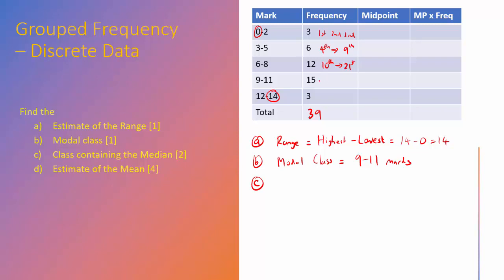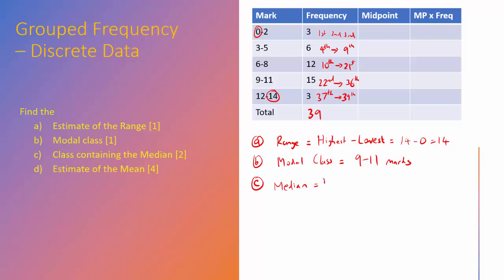After 21st is 22nd, all the way up to 21 add 15, 36th value. And if that finishes at 36, this will be the 37th value, and 36 add 3 is 39. And that number should be the same as that number. So the median.